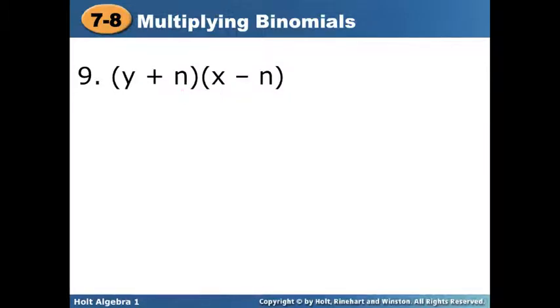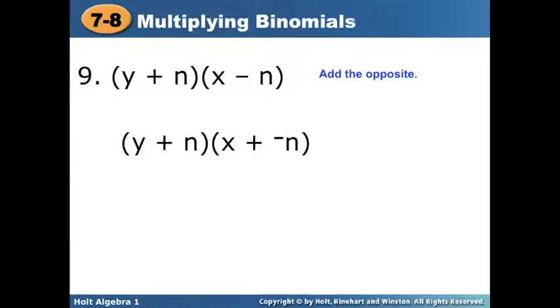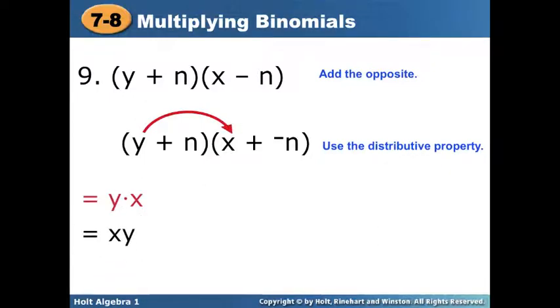Example number 9. We have y plus n times x minus n. Do you think the middle terms will cancel when we get to our final answer? We'll see. Let's use the distributive property. Y times x, remember alphabetical order, y times x we will write as xy. Y times negative n is negative ny.